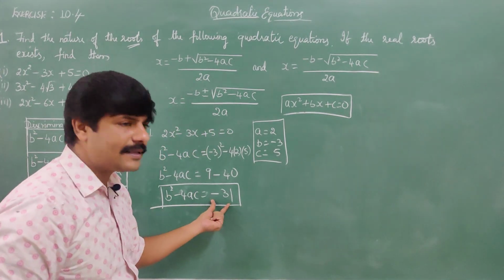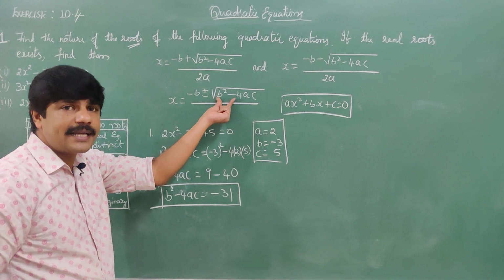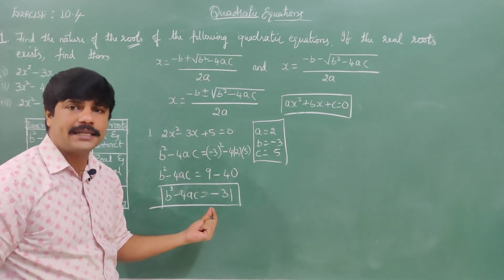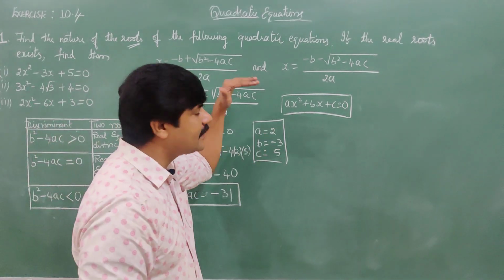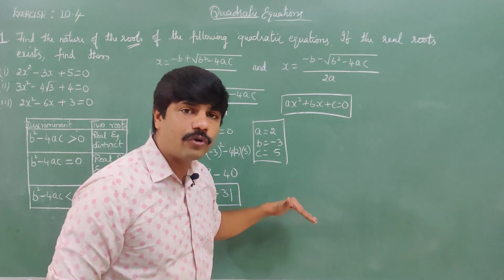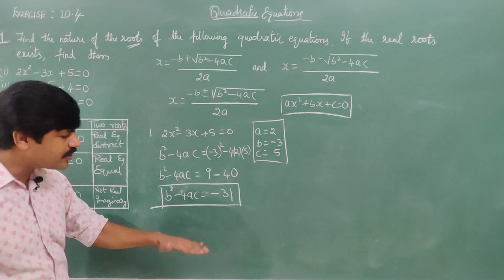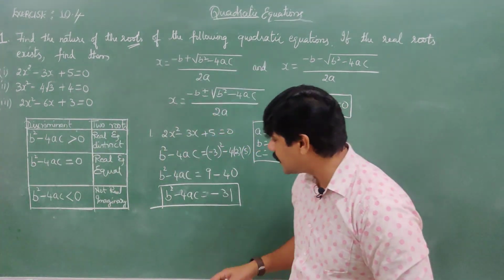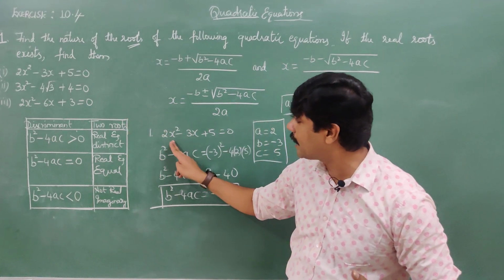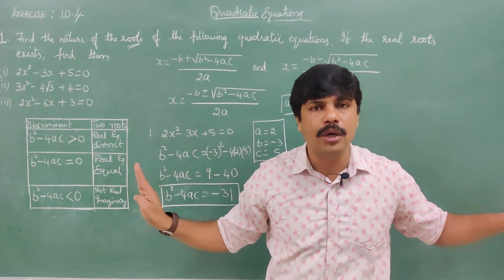Since the value is less than 0, if b square minus 4ac is inside the root, what kind of value are you going to get? Minus 31 you will get. Understand? So when minus comes inside the root, then it is not possible to find the solution at all. Therefore, we say, just by this b square minus 4ac, you are going to judge what kind of roots this particular equation 2x square minus 3x plus 5 equals 0 has. That is no real roots.